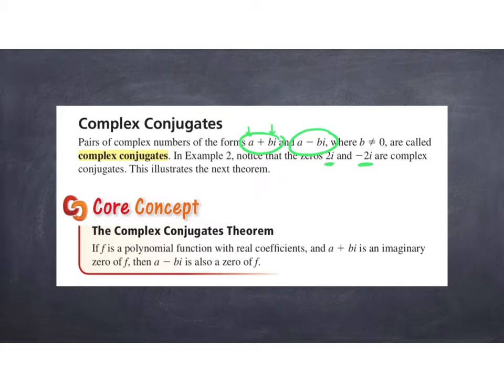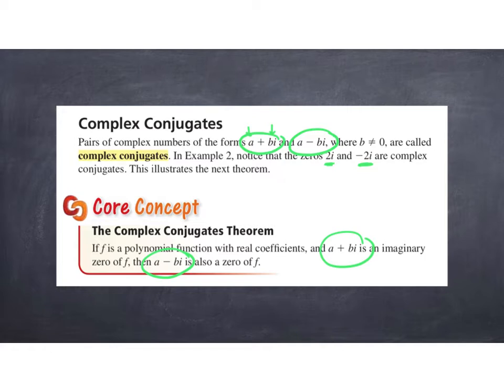So if our function is a polynomial function with real coefficients and a plus bi is an imaginary zero of f, then a minus bi is also a 0. So if we have one, we have the other. So always, if we have one, we're going to have its conjugate as well.